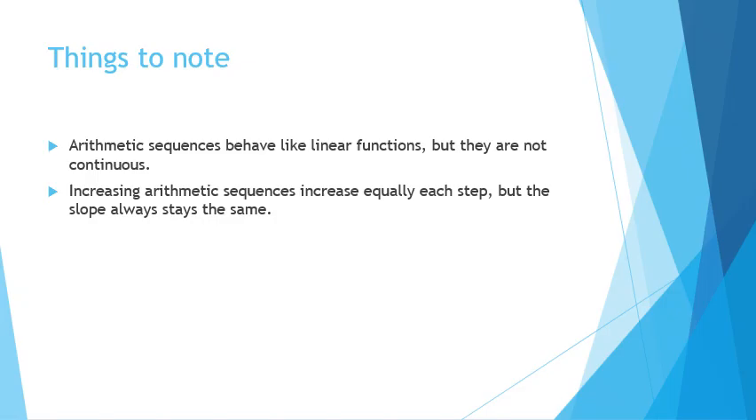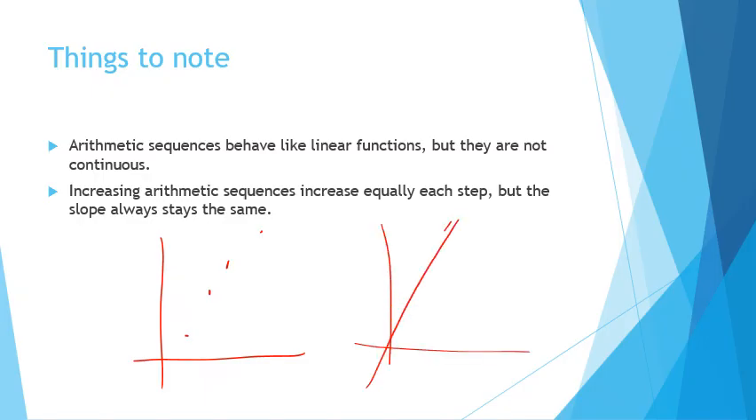All right, so things to note. Arithmetic sequences kind of behave like linear functions. However, they are not continuous. So that's an example of an arithmetic sequence, and that's an example of a linear function. Increasing arithmetic sequences increase the same each step, and the slope always stays the same. So in this case, our common difference, d, is very similar to, for a linear function, the slope m. We will talk more about the similarities and differences between those two in lesson 2 or point 2.